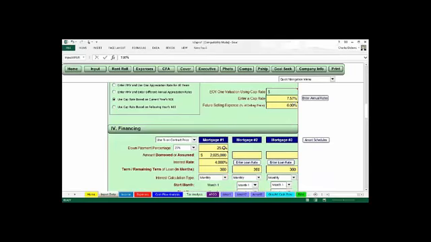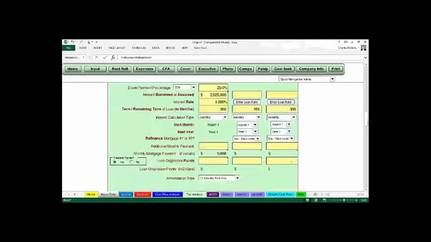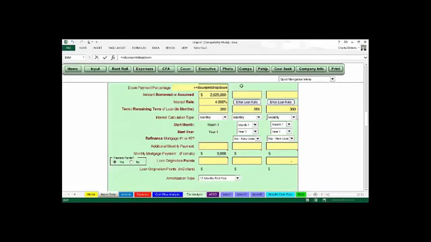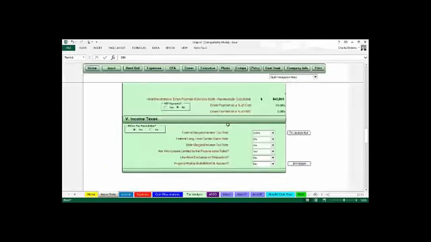Now let's use the agency paper. Oh, here we go. I need to go here 20% down. And the interest rate was 4.5. And it was a 30-year amortization, so I'm going to leave that at 360. And that's really all I'm going to do right here on this. I'm not going to touch the income taxes. All right.